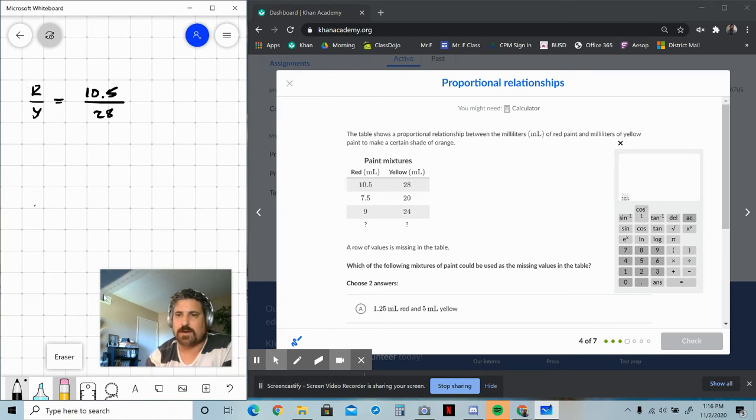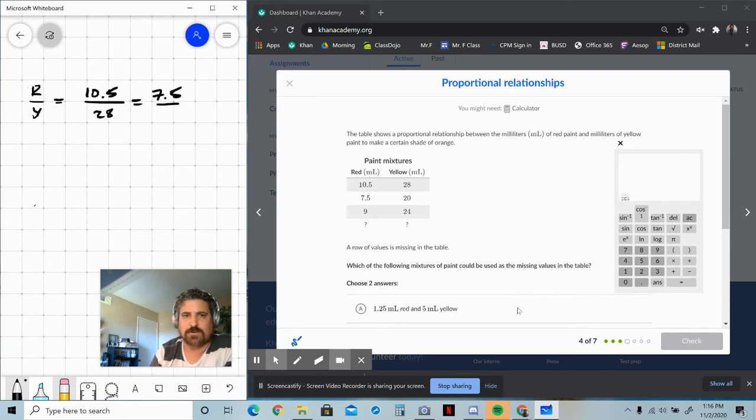All right, so that would be that initial ratio there, right? 10.5 over 28. It says a row of values is missing in the table. Which of the following mixtures of paint could be used as the missing values in the table? All right. So basically what you're looking for is this ratio staying constant, first of all. Let's just investigate this. It should.